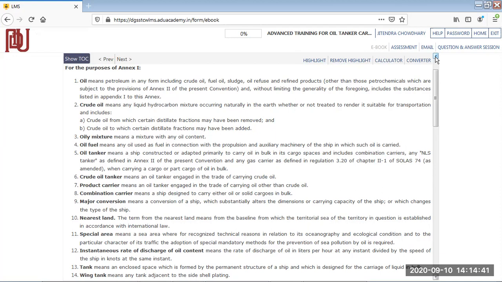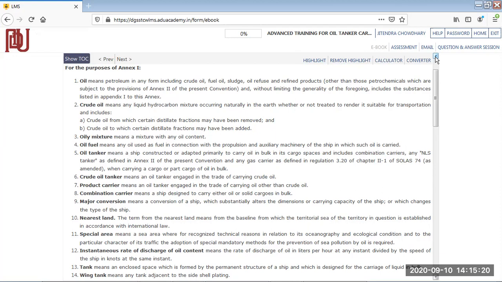Then nearest land is the baseline from which the territorial sea of any country is starting as per the international law. Then there are some special areas because of some technical, oceanographic, and ecological conditions, the particular character of its traffic, where the adoption of special mandatory methods for the prevention of sea pollution by oil is required. So these are the special areas like Antarctic area.